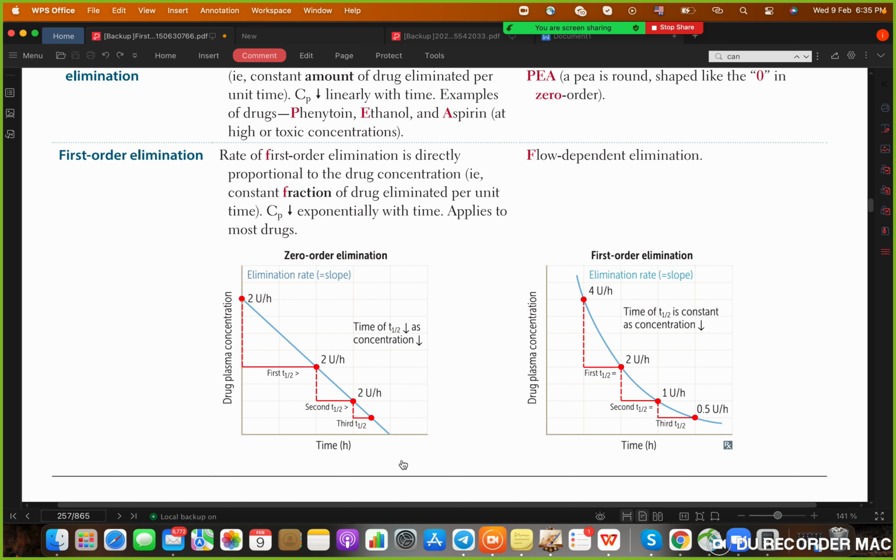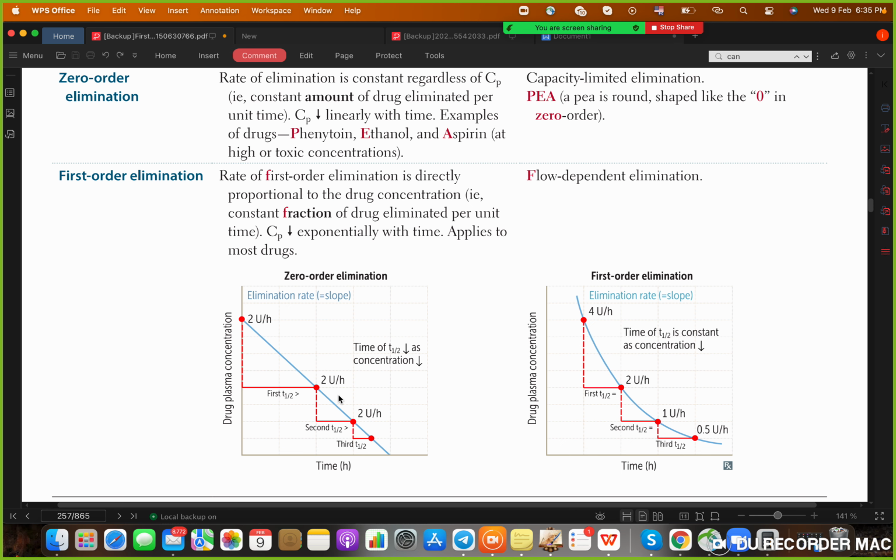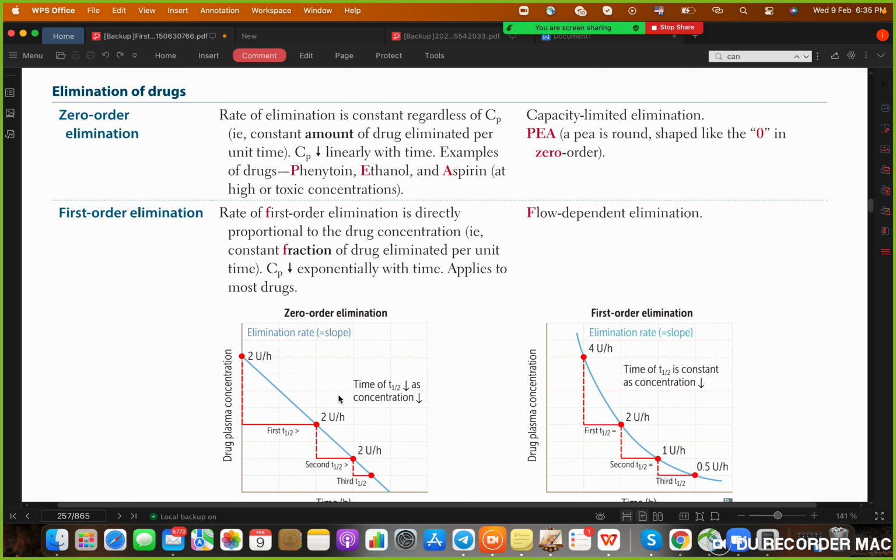As you can see, the half-life here is totally variable. The half-life, meaning how long it takes for the drug to decrease by half, is variable. See? Each time it's less and less. Why? Because in zero-order kinetics it's a constant amount, so when the number goes down, the constant amount is a considerably higher proportion of what remains.